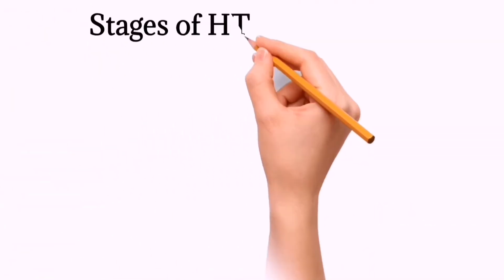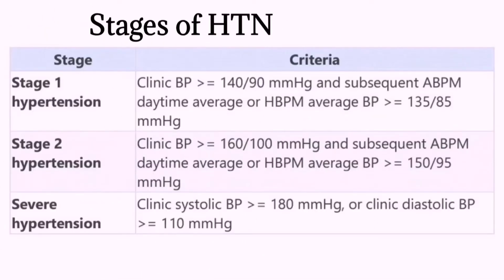Stages of hypertension. Stage 1 hypertension, when clinic BP is equal or greater than 140/90 millimeter of mercury and average ABPM or HBPM is equal or greater than 135/85 millimeter of mercury. Stage 2 hypertension, clinic BP is equal or greater than 160/100 millimeter of mercury and average ABPM or HBPM is equal or greater than 150/95 millimeter of mercury. Severe hypertension, when clinic systolic BP is equal or greater than 180 millimeter of mercury and diastolic BP is equal or greater than 110 millimeter of mercury.